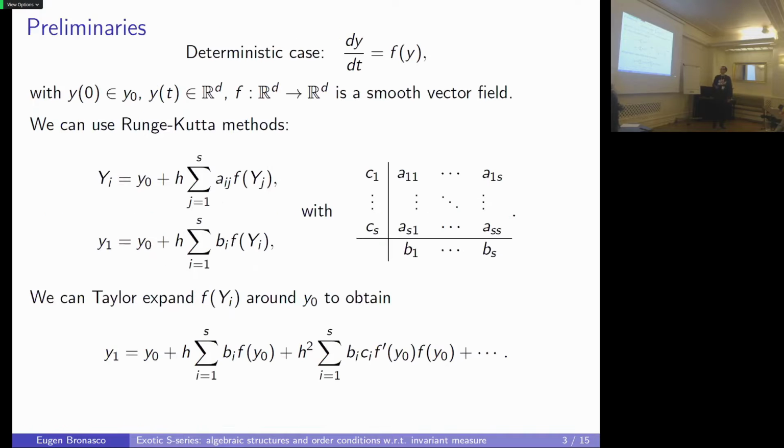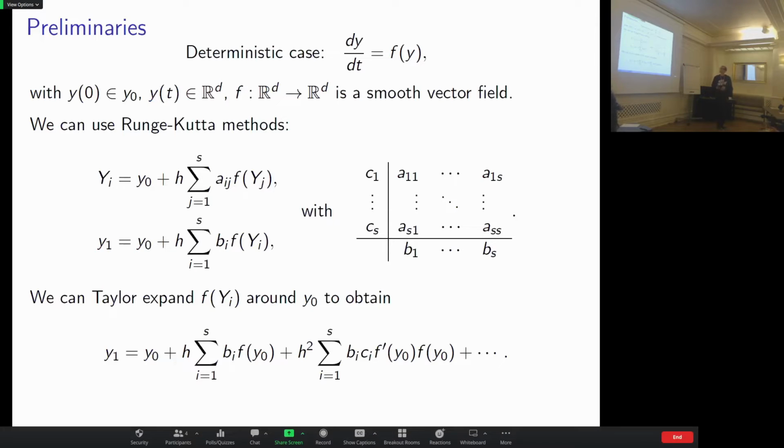Now let us start with the preliminaries, with the deterministic case. We have dy/dt = f(y), where f is a smooth vector field. Then we can integrate this problem using Runge-Kutta methods. They have the following form.